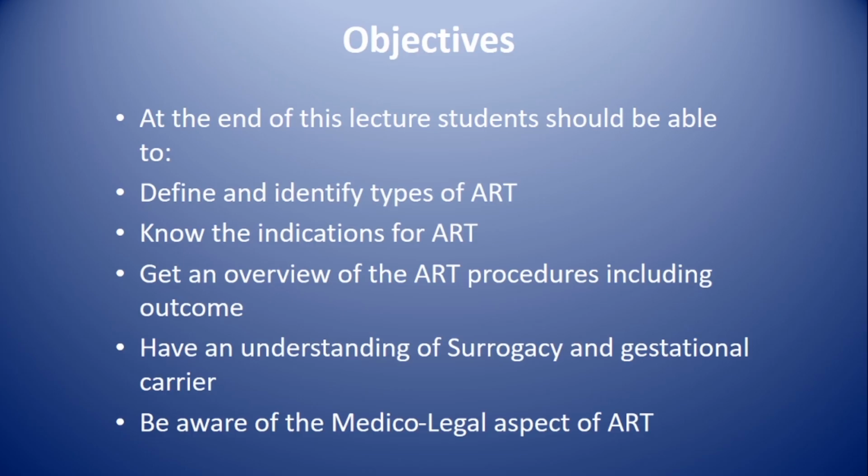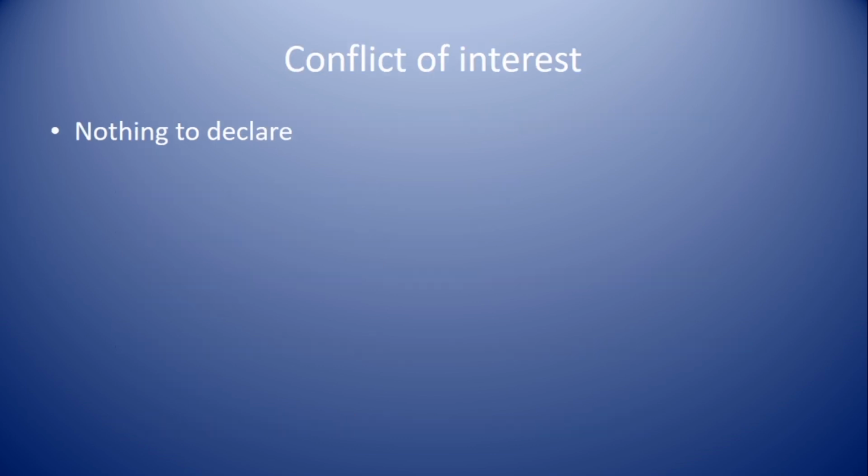The objective of this lecture: at the end of this lecture, students should be able to define and identify types of assisted reproductive technology, know the indications for assisted reproductive technology, get an overview of the assisted reproductive technology procedures, including the outcome, have an understanding of surrogacy and gestational carrier, and be aware of the medico-legal aspects of assisted reproductive technology. I have nothing to declare.